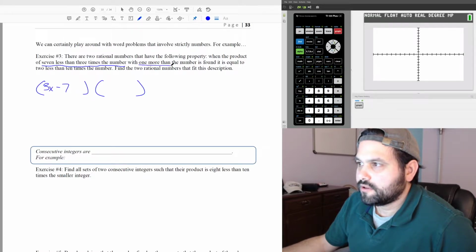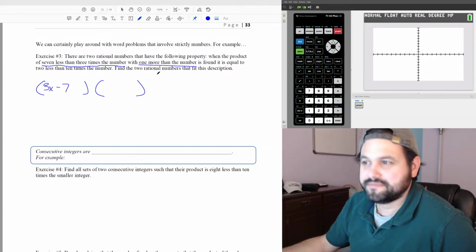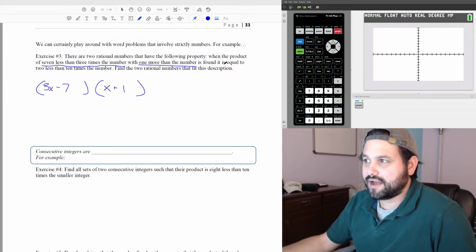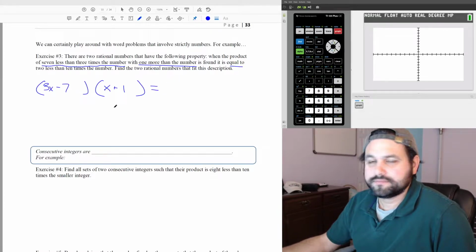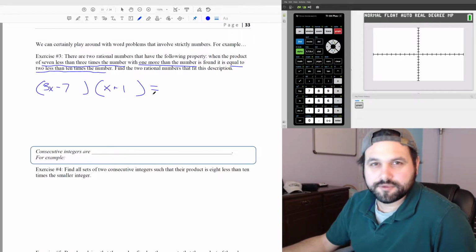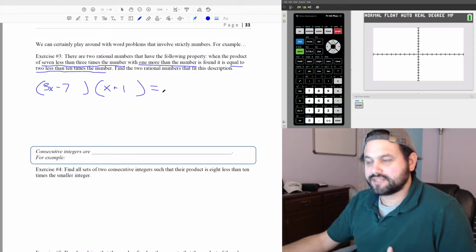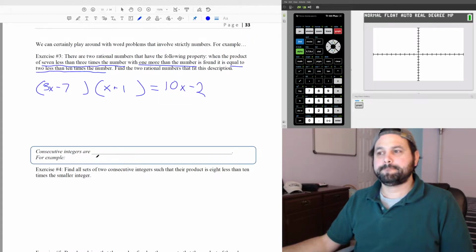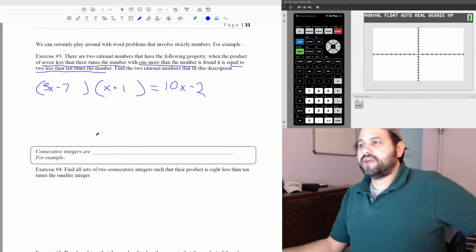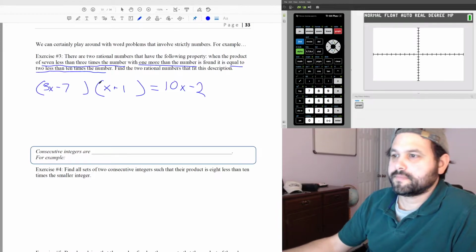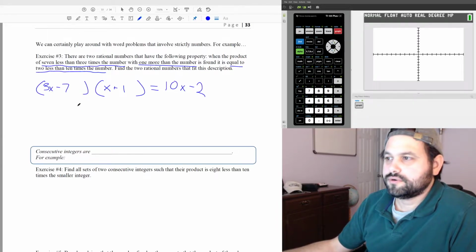Okay, so that's the product of that with, so this is the other thing we're multiplying by, 1 more than the number. Okay, 1 more than the number. X plus 1. When that product is found, it's equal to 2 less than 10 times the number. So 2 less than 10 times the number is that. We need to find the 2 rational numbers that fit this description. Okay, so there's going to be 2 different values here.